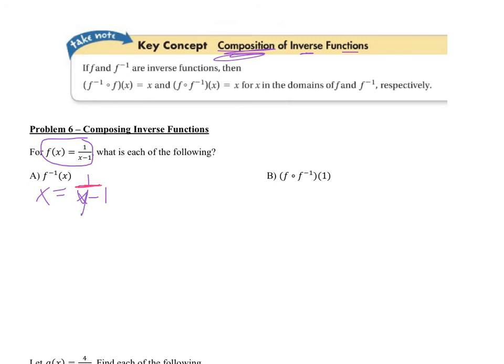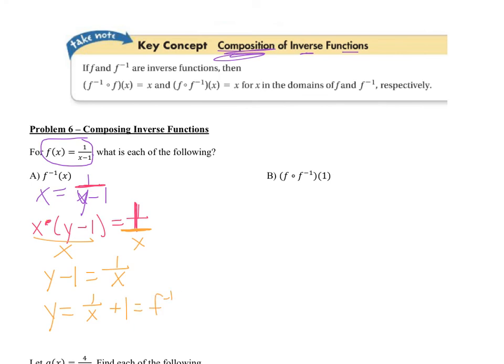Now I need to get rid of this division. The opposite of dividing would be multiplying. So I'm going to take x times y minus 1 is equal to 1, just 1. Now since I see this times, the opposite of multiplying would be dividing. So now I have y minus 1 is equal to 1 over x, because 1 divided by x is 1 over x. Add my 1, and my y value would be 1 over x plus 1. That's the same thing as my inverse function of x. This would be my inverse function.